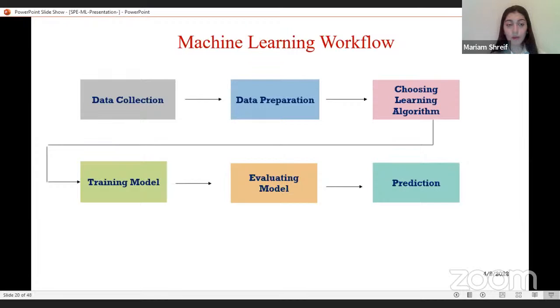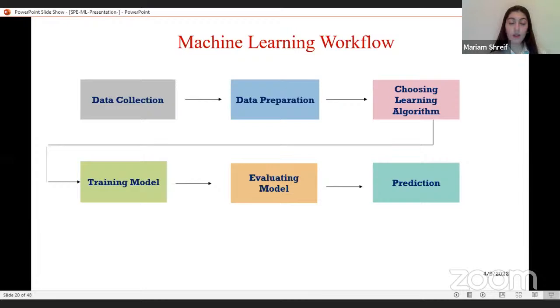And then we need to train the model. We need to split the data into two sets, a training set and a testing set. The common split ratio is usually 70 to 30% or 80 to 20%. So 80% is usually used for training and 20% is used for testing. But again, it depends on the data we have and on the size of the data.